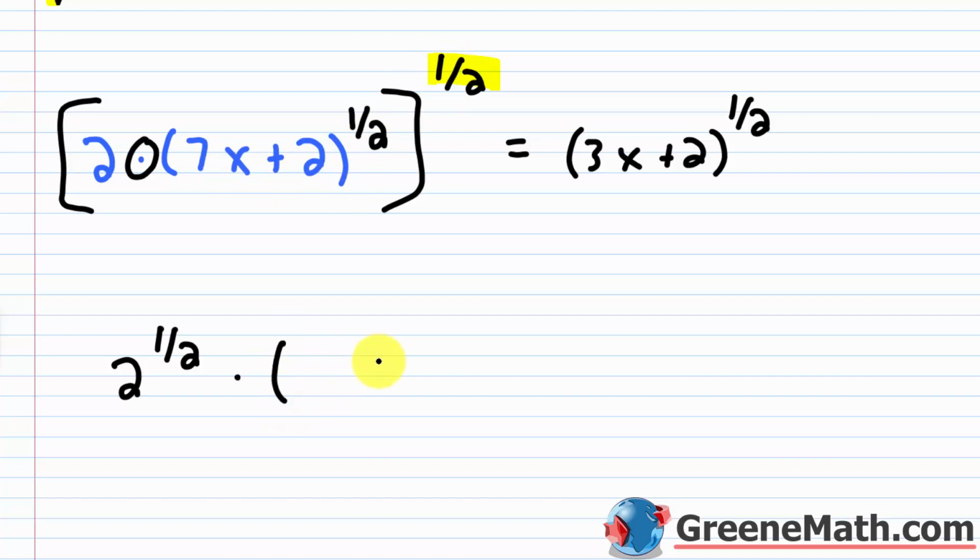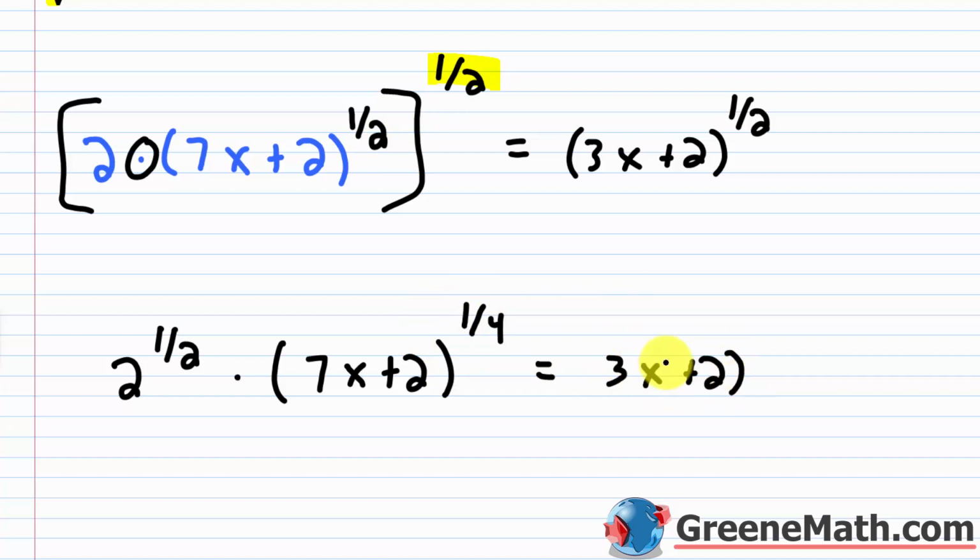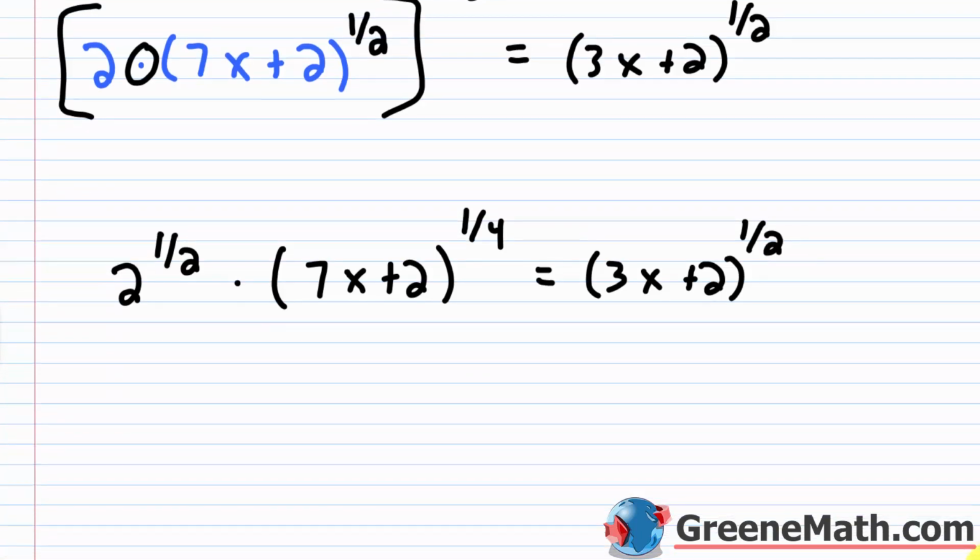So I'm going to use my power to power rule and say I have 7x plus 2 raised to the power of 1/2 times 1/2, which is 1/4. And this equals, you've got your 3x plus 2 raised to the 1/2 power. Okay, let's scroll down and get some room going.